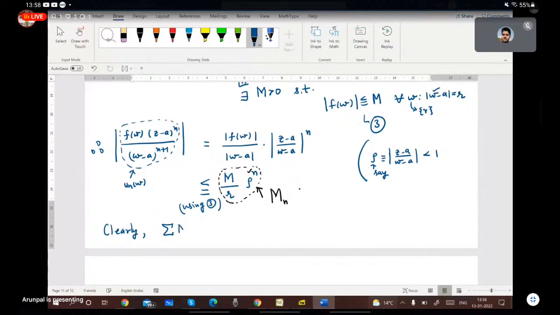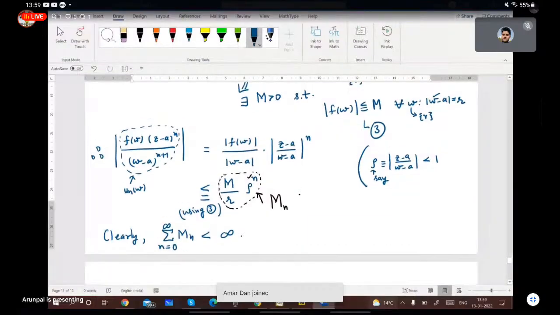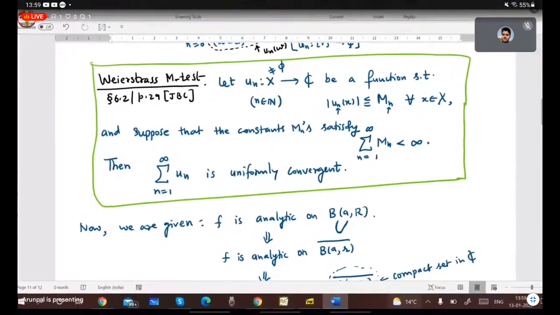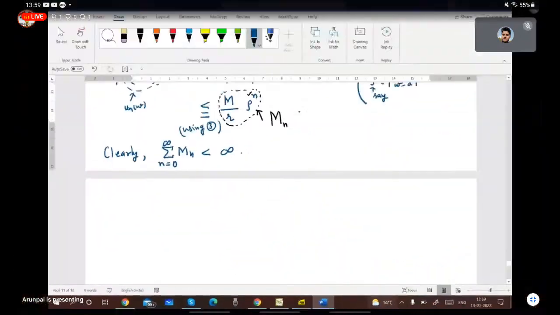Clearly, this series, even if you take from 0, is finite, it is convergent, because you can see class the common ratio will come out to be rho, which is less than 1. Am I right class? Yes, sir. Is this okay class? And now I think it's not difficult for you to understand that we can straightforwardly apply Weierstrass M test. Is this okay class?